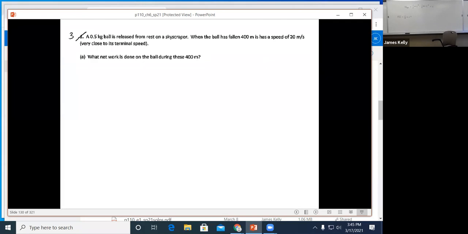What net work is done on the ball during those 400 meters? What work is done by gravity during those 400 meters, initial to final? And what work is done by air drag or air resistance? When I say drag there, I mean air resistance or air drag. That's a force acting on the ball opposite the direction of its motion, which is down.